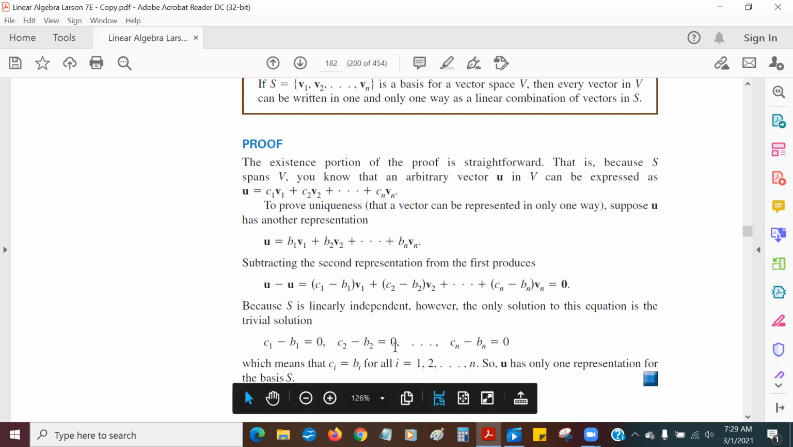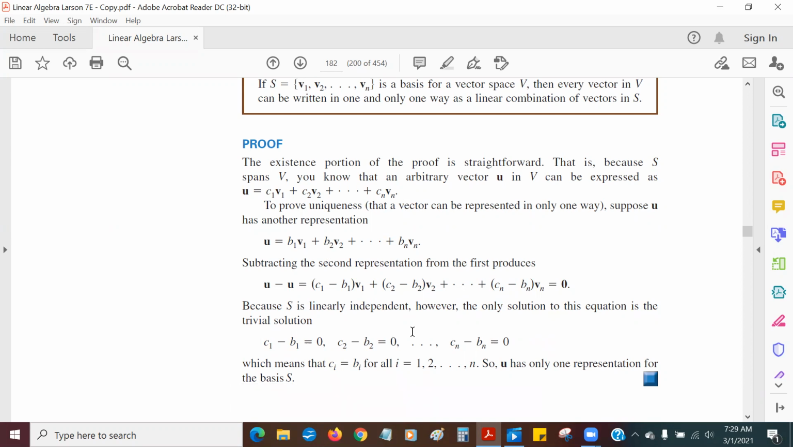If C2 minus B2 equals 0, that means C2 equals B2. In fact, down the line, every single C3 equals B3, C17 equals B17, all the way to Cn equals Bn, which means this so-called different representation really wound up being the exact same thing. I just called them B's instead of C's, but it's really the exact same thing.